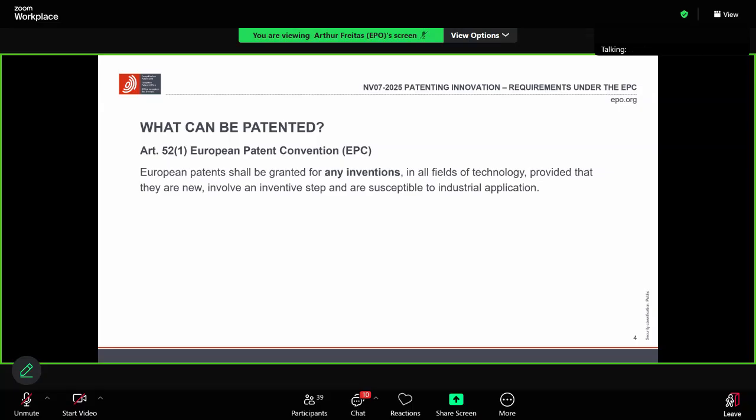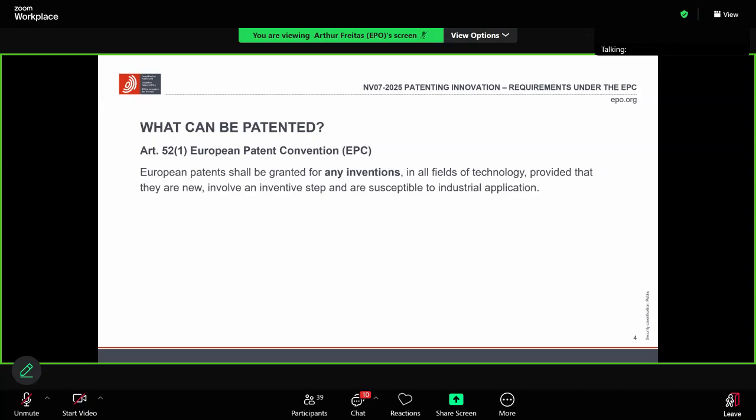Inventions need to be new, that is, never disclosed before, novel. They need to be inventive, that is, they should not be an obvious modification of what's out there. And they need to be industrially applicable. What does that mean? Something that you can manufacture, you can industrialize, or at least reproduce.